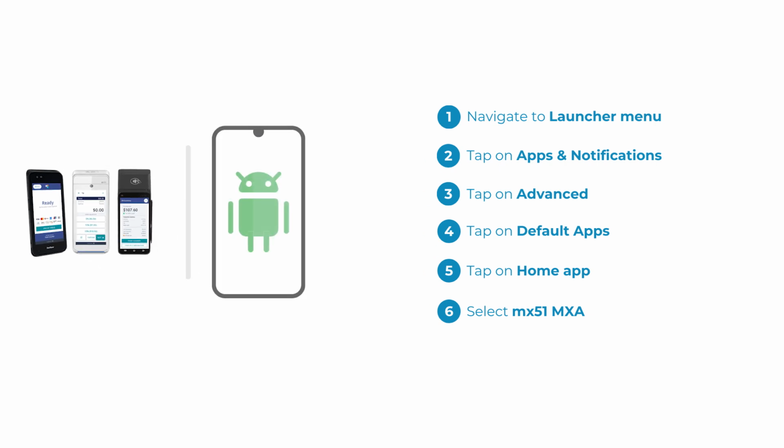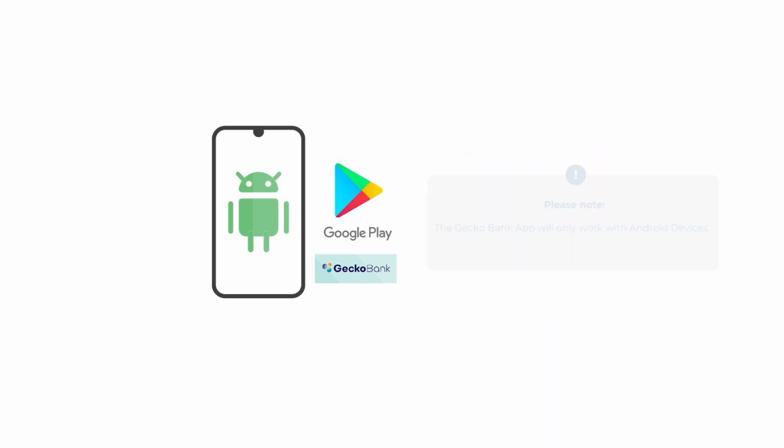If you are using your mobile phone as your Eftpos terminal, go to Play Store and download and install the Gecko Bank app. Please be aware that the name of this app may be different and based on your bank's terminal app. Please note, the Gecko Bank app will only work with Android devices.